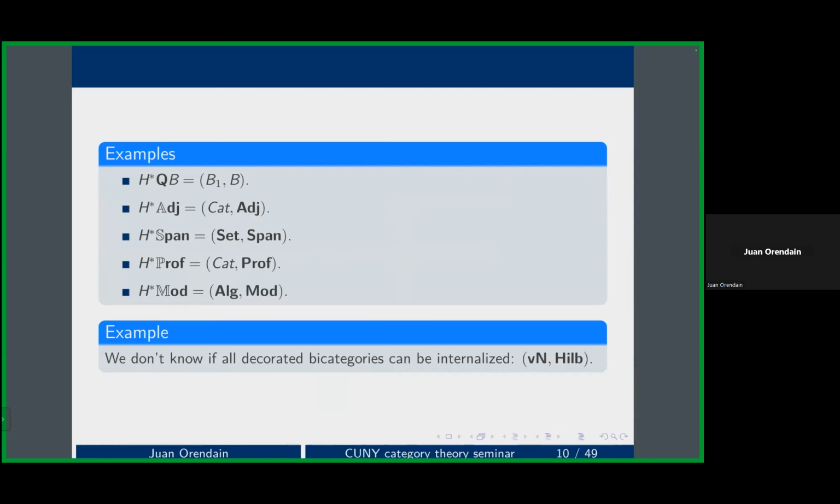does the same thing if you decorate your 2-category with the 1 cells of the 2-category. Now, if you consider the bicategory of adjunctions and you decorate it by functors, then there is a double category of adjunctions. That would be an internalization. So the same thing for span. So you have a bicategory of spans. So the classic structure, you decorate it by functions, then there is a double category of spans that internalizes it. Same thing for profunctors, bimodules, etc.